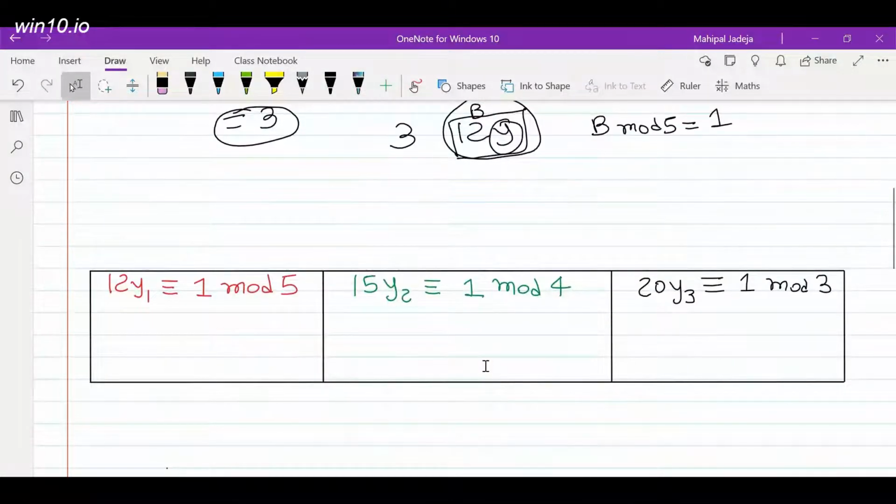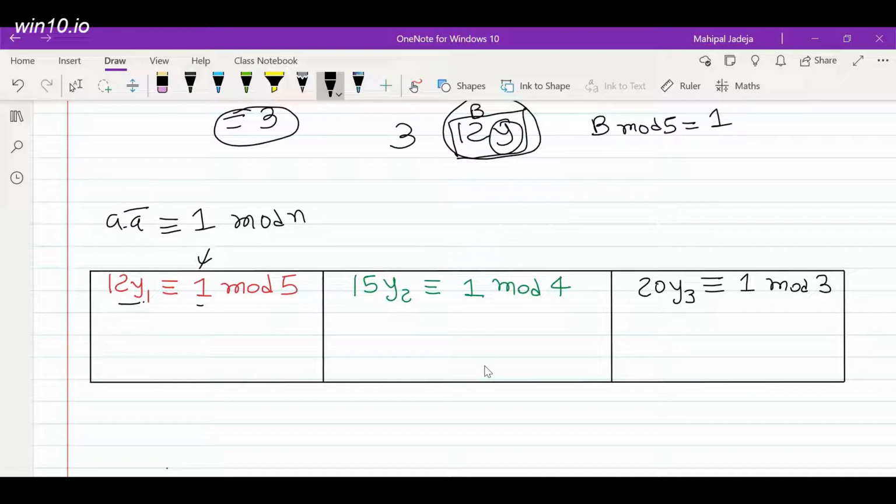The idea is, with respect to the first equation, 12 times y1 must be congruent to 1 mod 5. So the entire focus is on generation of 1, right? And we know that y1 is nothing but the multiplicative inverse of 12. If you remember the definition of multiplicative inverse, a bar is the multiplicative inverse of a if a times a bar is congruent to 1 mod n. Here the value of n is 5, and since GCD of 12 and 5 is 1, we can actually find y1.